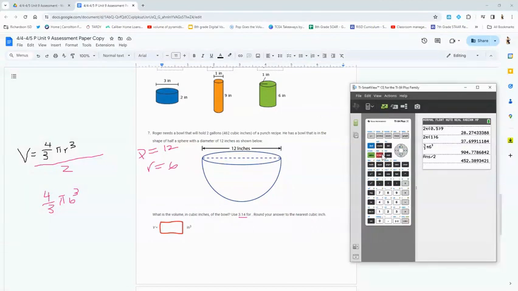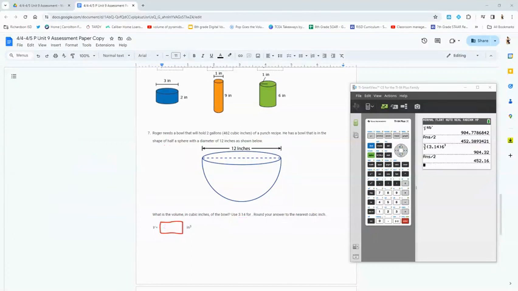So I'm going to do alpha x, 4 over 3. I'm going to do parentheses, 3.14, close the parentheses, and then we're doing 6 to the third power. Okay, press enter. And after that, we divide it by 2. And you see we get 452. So it really shouldn't have made a difference in your answer, but if it did, that's okay. So your answer should have been 452. Okay, so that's where that is.